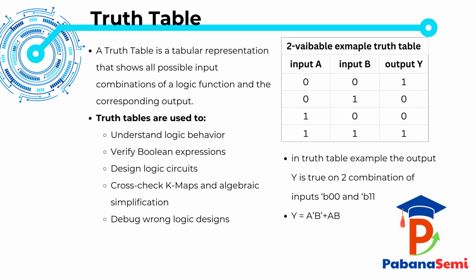Now, let's observe the output pattern. From the table, take note that the output Y is true only for two input combinations, 0 0 and 1 1. This indicates that the output is high when both inputs are equal. Writing the Boolean expression. Now, we convert the truth table into a Boolean expression. For A equals 0, B equals 0, the minterm is A prime B prime. For A equals 1, B equals 1, the minterm is AB. So the Boolean expression becomes Y equals A prime B prime plus AB.